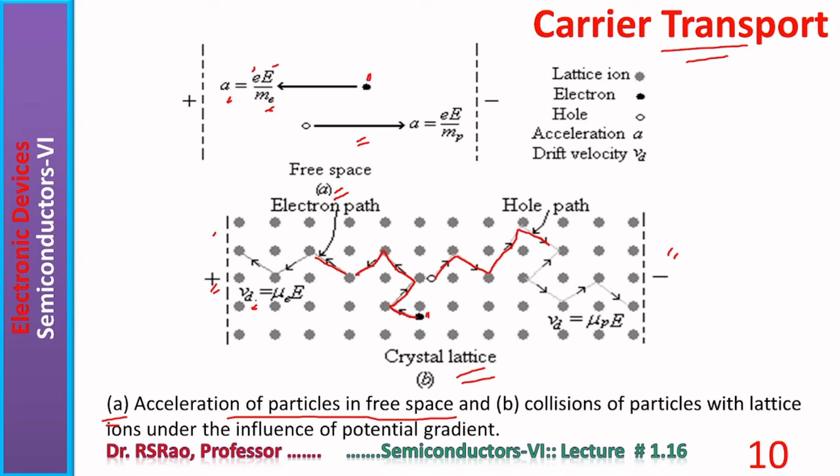Going further, it is to be mentioned that the total velocity of an electron consists of two components. For holes also, two components. One is drift velocity, another is thermal velocity. Thermal velocities are very high. Thermal velocity means the velocity with which the electron or hole moves between two collisions, let us say here to here. In this diagram, the legend is given here. Symbols for electrons, holes, acceleration, drift velocity, all that is explained.